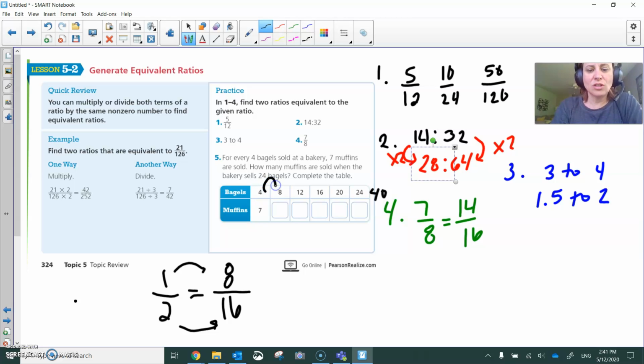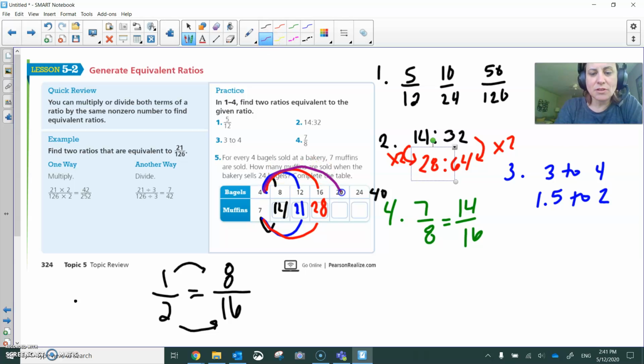4 times 2 is 8, so 7 times 2 is 14. 4 times 3 is 12, so 7 times 3 is 21. 4 times 4 is 16, so 7 times 4 is 28. Notice as I go up on the 7s, each time it's just going up by another 7. 4 times 5 is 20, so 7 times 5, 35. 4 times 6 is 24, so 7 times 6 is 42.